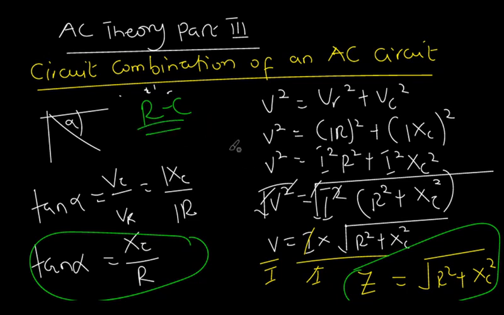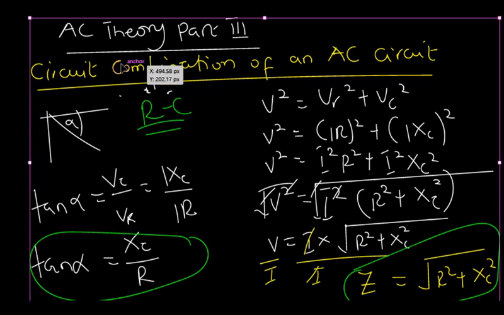So this is for the first example, which is an RC circuit. Now how do we find the impedance of other combinations? We are going to look at those ones as well. So let me get rid of everything. Okay, let me use white.